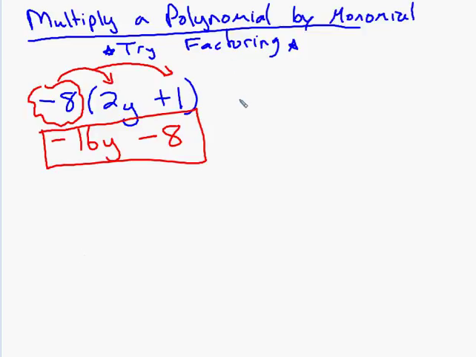So the only thing that we're going to add to the mix today is what if I had a variable on top of that? So what if I had 3x cubed y, and then I multiply that times this?